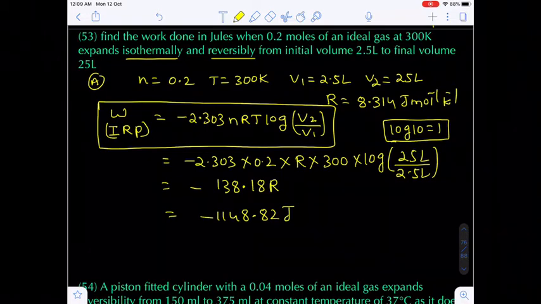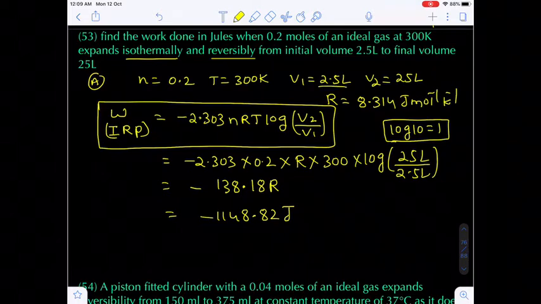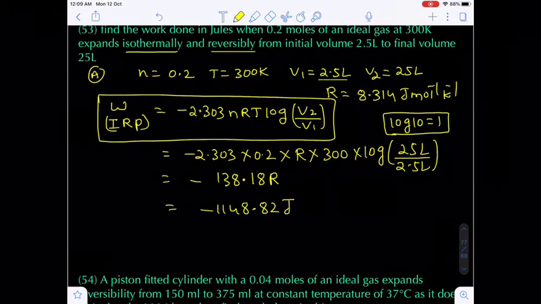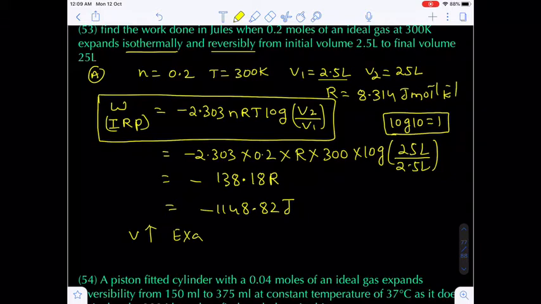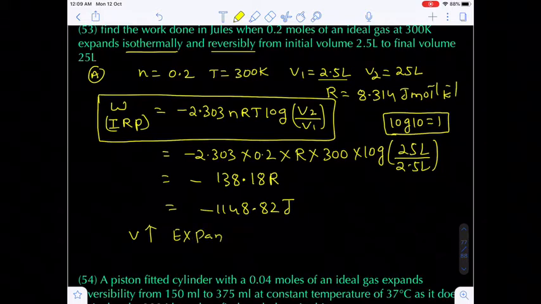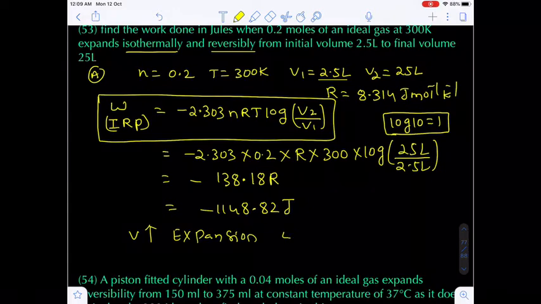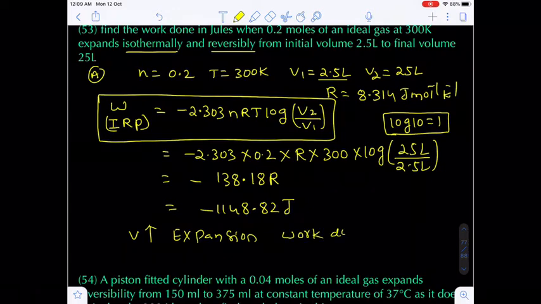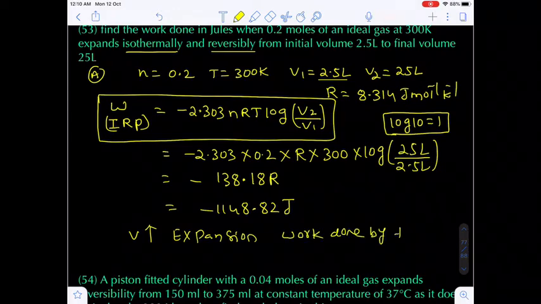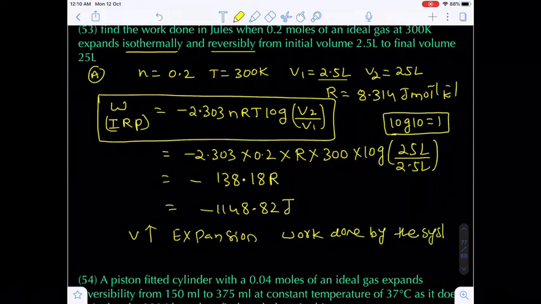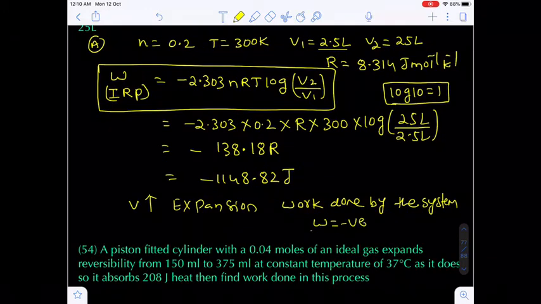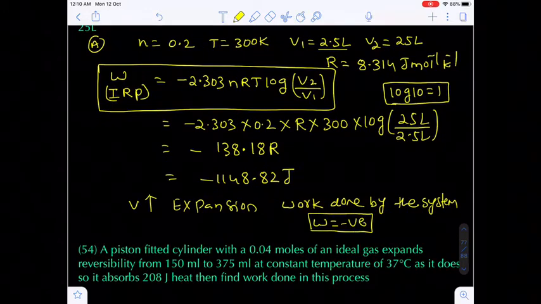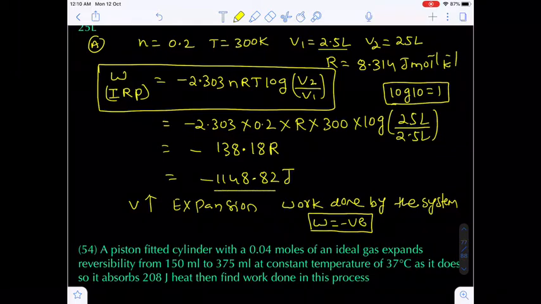Now one more important thing, in this process the volume increases from 2.5 liters to 25 liters. Volume increases means expansion of gas. Expansion is nothing but work done by the system. Work done by the system. So work will be negative work. That's why you are getting the negative value. Are you getting my point?